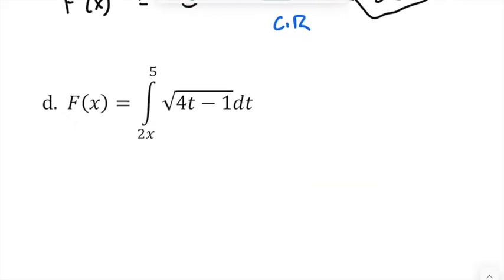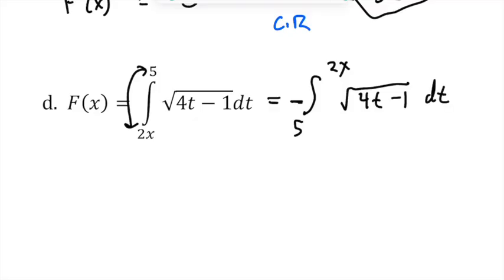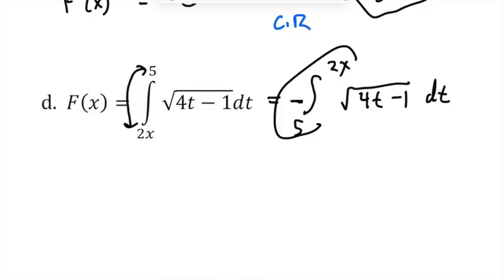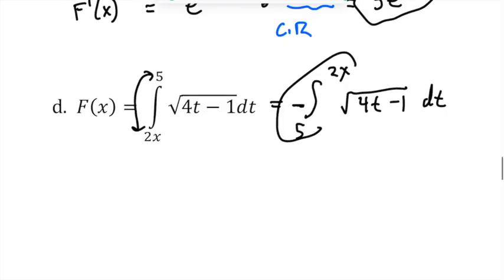Okay, lastly, we see that our variable is on the bottom instead of on the top. So we're going to do a little trick. I haven't really showed you, but if you switch your boundaries, so if you go from 2x to 5 and I switch the boundaries, all I have to do is make it negative, and that works. So I can reevaluate this function now. And again, we will show you this rule next section, but a little preview.